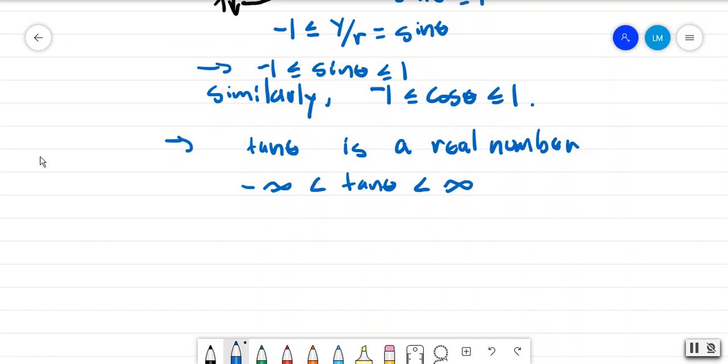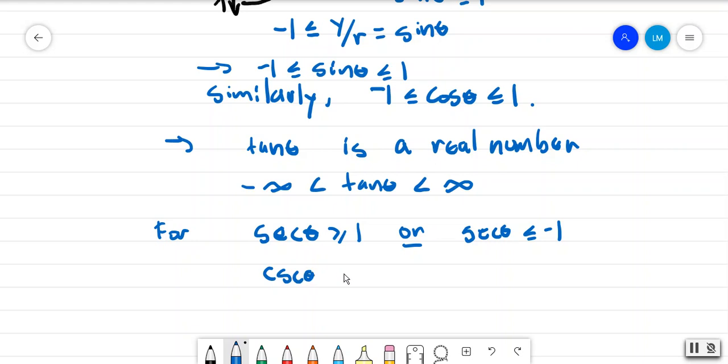Now, if we look at the reciprocal functions, for secant of theta, if you use the definition and work it carefully, you'll see that secant of theta is greater than or equal to 1, or secant of theta is less than or equal to -1. And similarly for cosecant, cosecant of theta is greater than or equal to 1, or cosecant theta is less than or equal to -1. So this more or less tells you the domains of those functions.